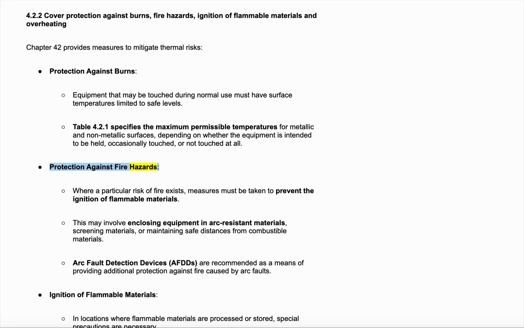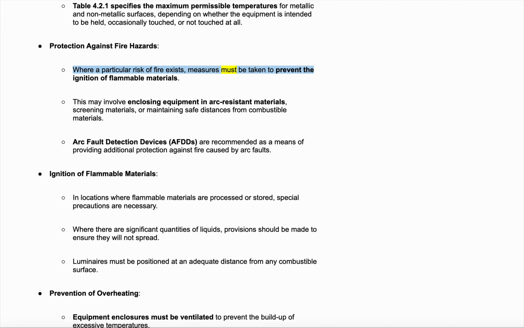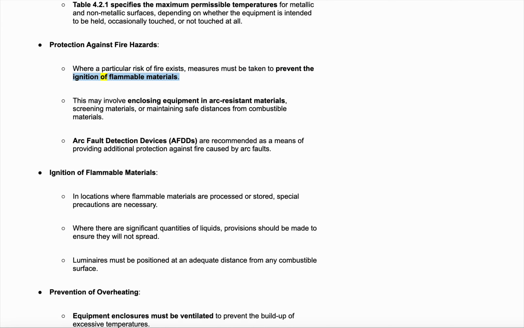Protection against fire hazards. Where a particular risk of fire exists, measures must be taken to prevent the ignition of flammable materials. This may involve enclosing equipment in arc-resistant materials, screening materials, or maintaining safe distances from combustible materials. Arc fault detection devices, AFDDs, are recommended as a means of providing additional protection against fire caused by arc faults.